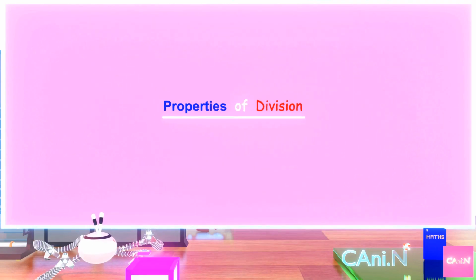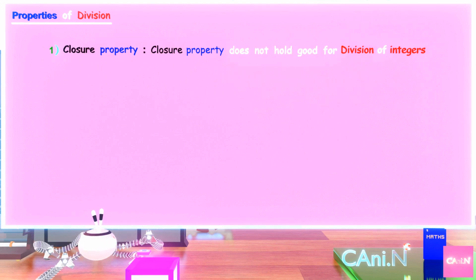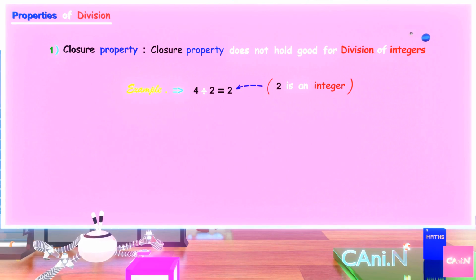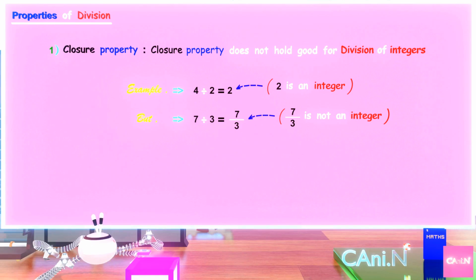Now, properties of division. Under properties of division, closure property. Closure property does not hold good for division of integers. For example, 4 divided by 2 equals 2, here 2 is an integer. But 7 divided by 3 equals 7 by 3, and 7 by 3 is not an integer.